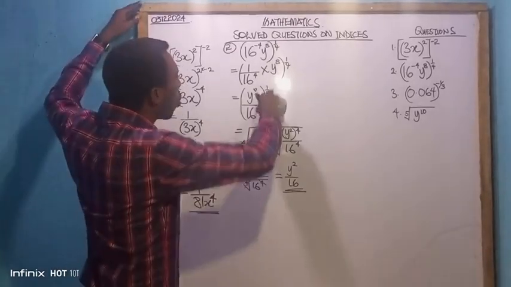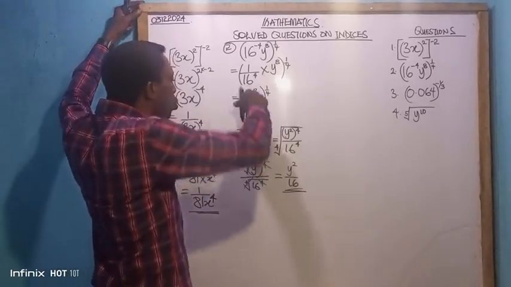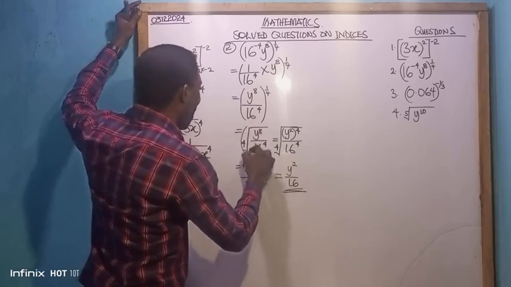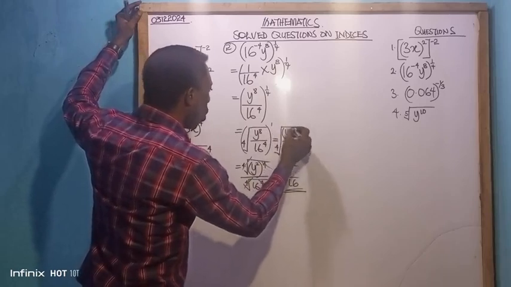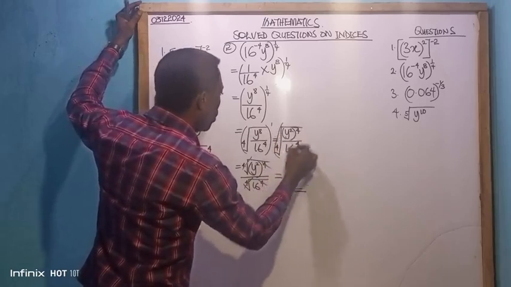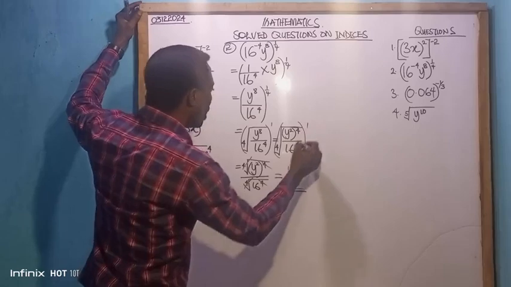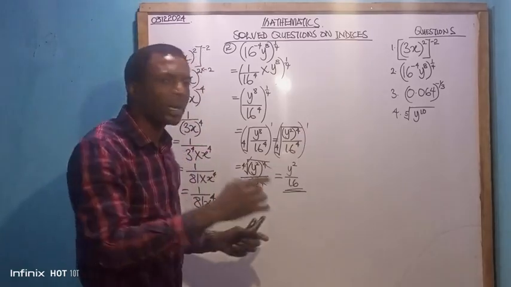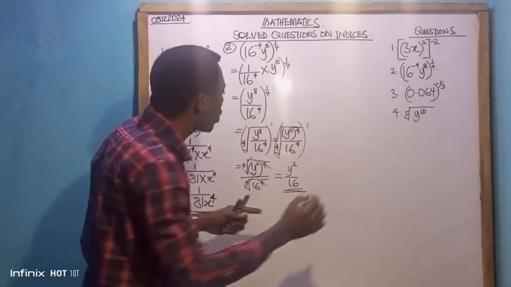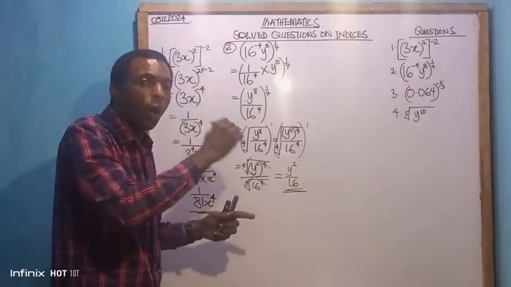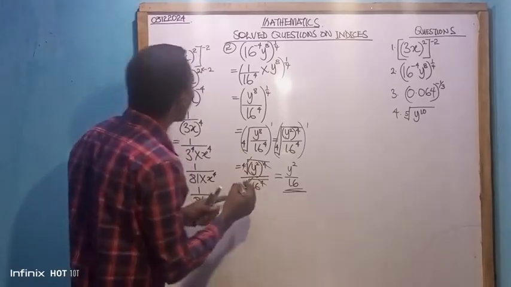You may be wondering what happened to the 1. Once you root, everything here becomes raised to power of 1. This one also becomes raised to power of 1. Then any number raised to power 1 is the number itself. So that's the reason why the 1 cannot affect any change on the workings. So thank you about that.